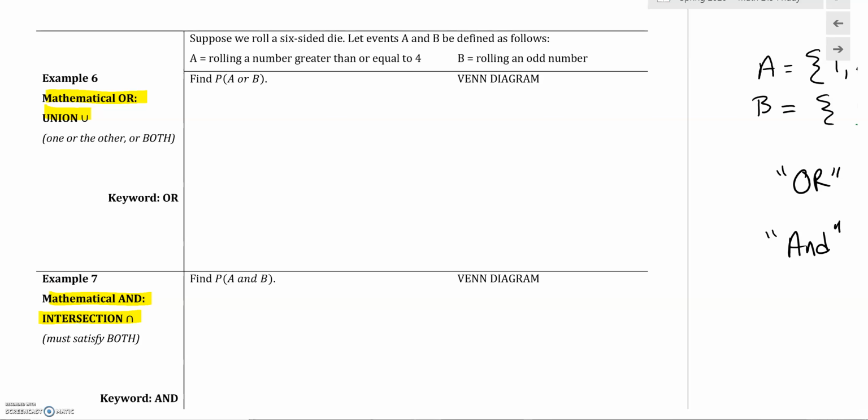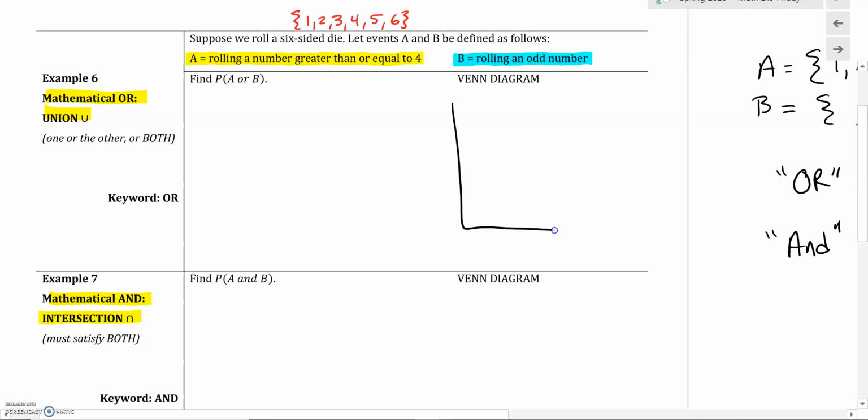Here's the scenario. We're rolling a 6-sided die, and A and B represent the following events. So A is the event that I roll a number greater than or equal to 4. B is the event that I roll an odd number. Okay, so again, I'm rolling a die. If I'm rolling a die, everything that could happen is I could roll a 1, 2, 3, 4, 5, or 6. Those are my options, right? Okay, so let's take a look at a Venn diagram of these two events.